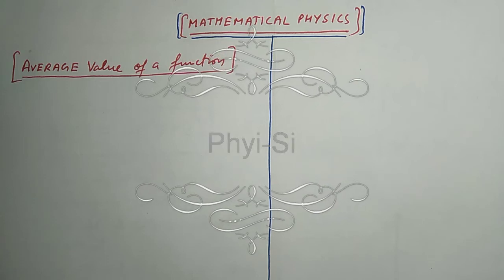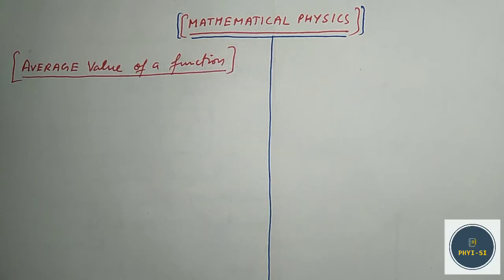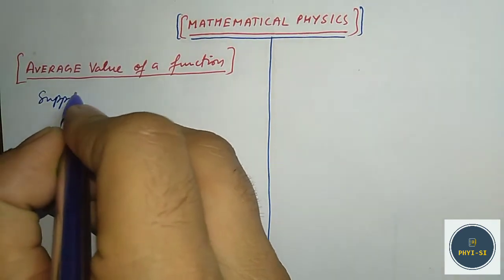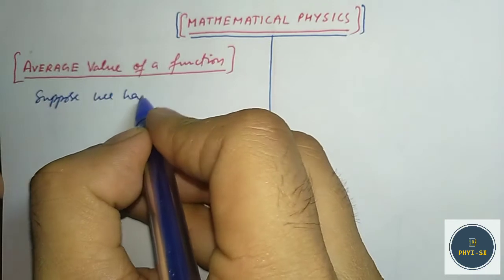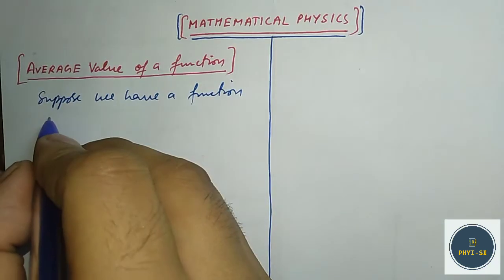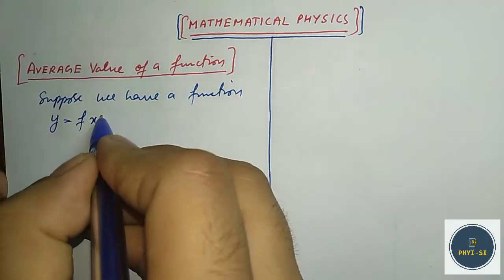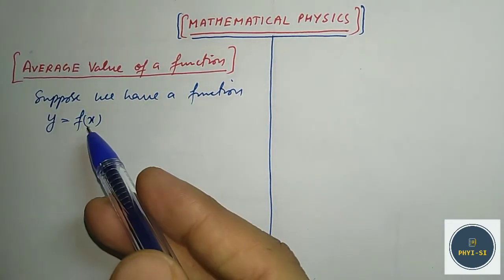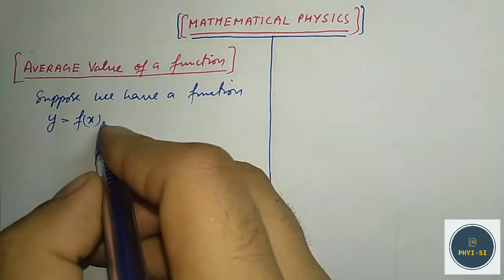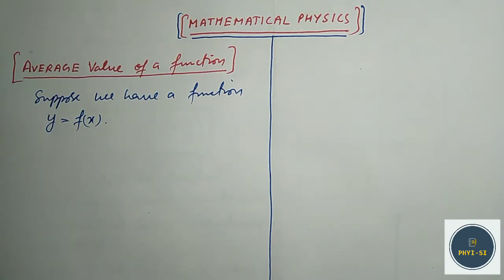This is a lecture series on mathematical physics, and today we will study the average value of a function. Suppose we have a function y is equal to f(x), where x is the independent variable and y is the dependent variable. We have to find the average of this function over some region.